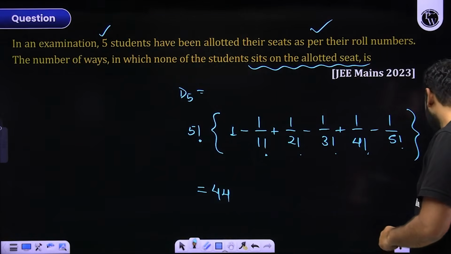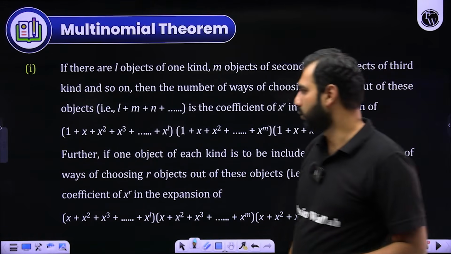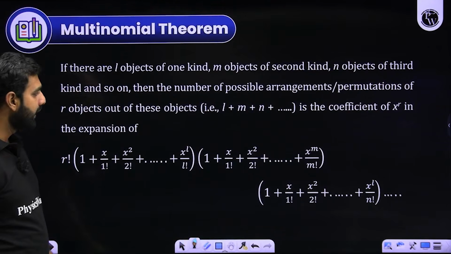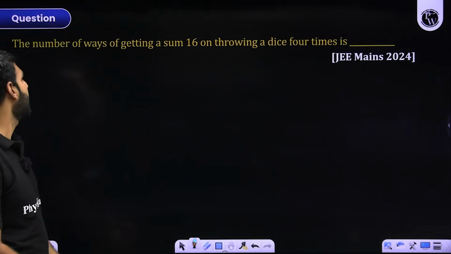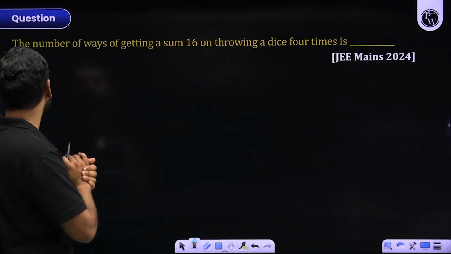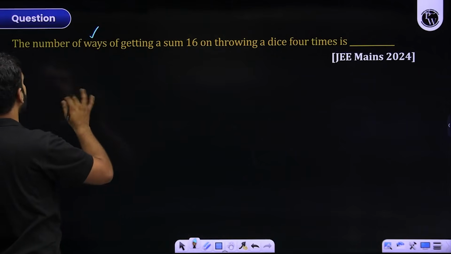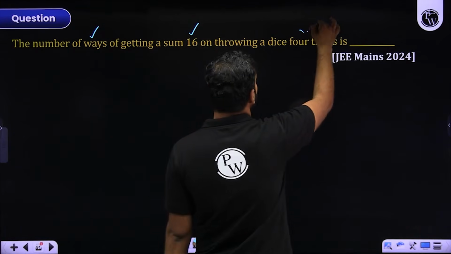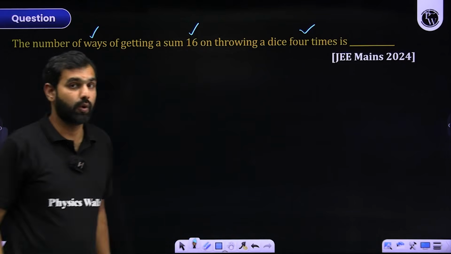Shall I move ahead with this next concept? Multinomial theorem. Now, instead of explaining this multinomial theorem, I'll again take an example to give you great clarity. The example is: the number of ways of getting a sum of 16 on throwing a dice 4 times.